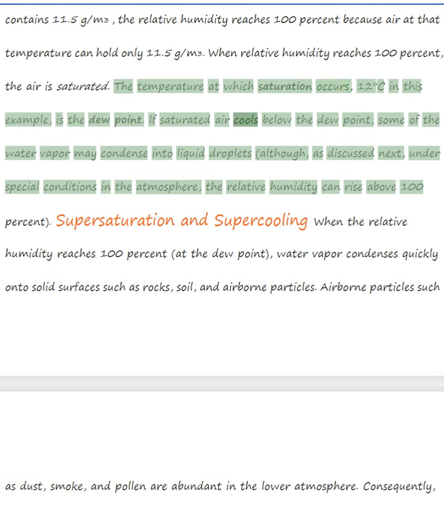If saturated air cools below the dew point, some of the water vapor may condense into liquid droplets, although, as discussed next, under special conditions in the atmosphere, the relative humidity can rise above 100%.